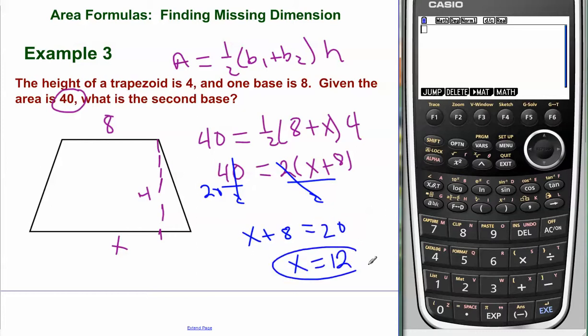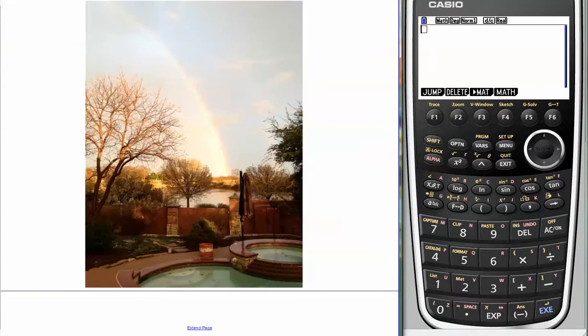All right? And again, there's more than one way to skin this cat, and some of y'all write your formula with all this divided by 2, and you would just multiply by 2 on both sides if you wanted to do it that way. All right, so moving on. Oh, that was the last example.